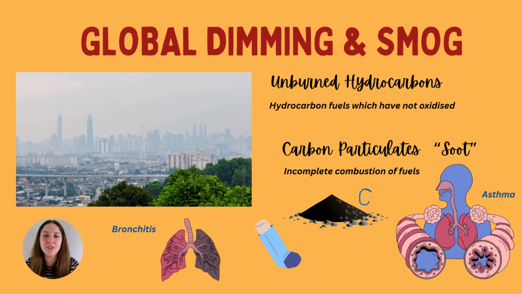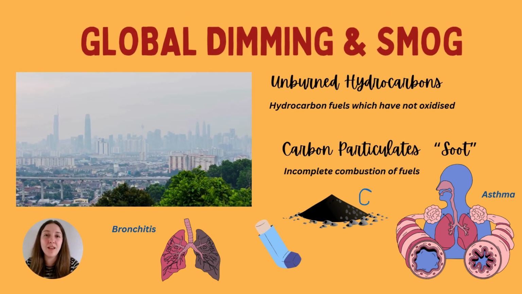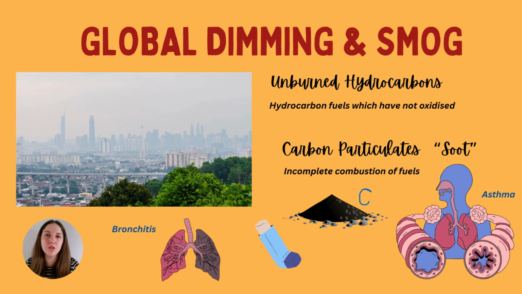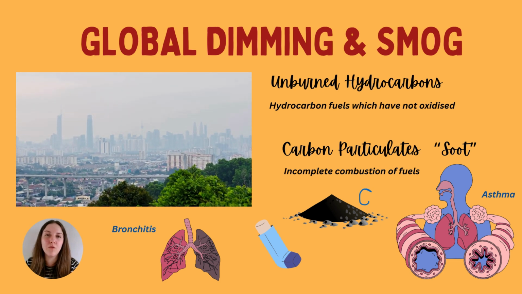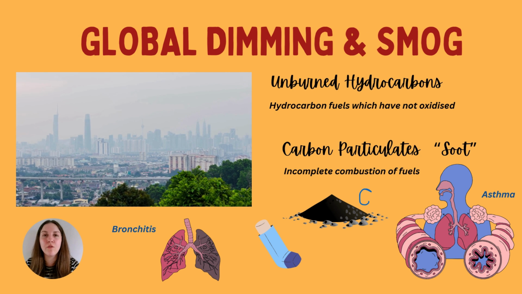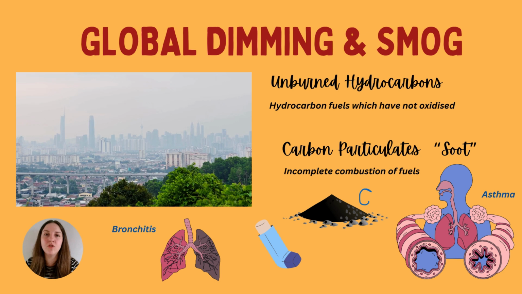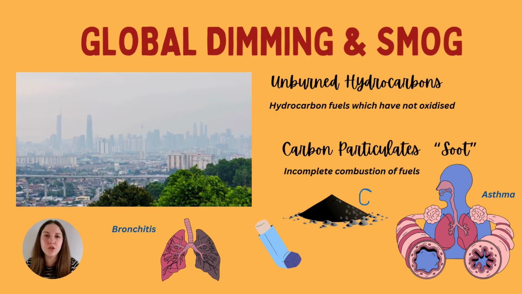I know I mentioned carbon particulates and soot and how this affects the planet in terms of global dimming, but what actually is it? So this image you can see here is showing a skyline of a city. And what's happened is the particles in the atmosphere, that pollution that's built up, has formed something called smog. Now, smog stands for smoky fog, and it's caused by these carbon particulates that have essentially built up in our environment. And this is when we burn hydrocarbons, they've not fully burnt in that incomplete combustion reaction.